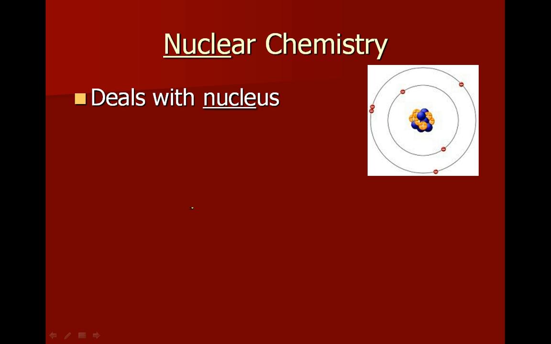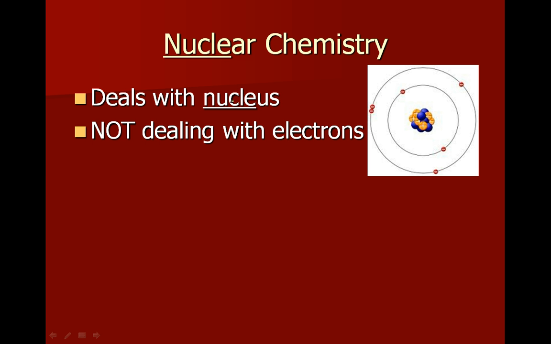It's going to deal with the nucleus, and that makes sense because nuclear and nucleus have the same root word. We are not going to be dealing with electrons, so we're primarily concerned with the things here in the nucleus. We are not going to care about electrons. Now that's contrary to what we've been talking about all year long. All the reactions we've talked about so far deal with those electrons reacting. But today we are going to deal with the nucleus and its chemistry.